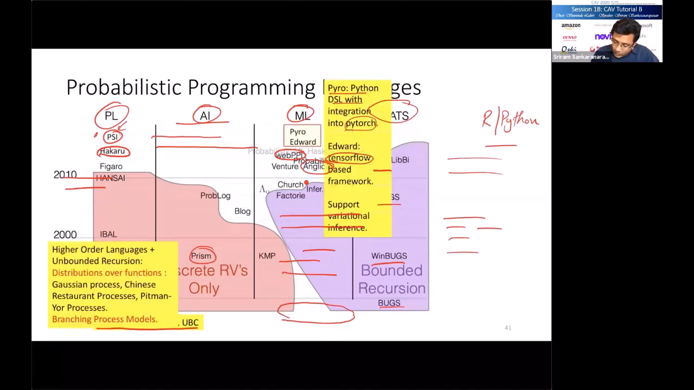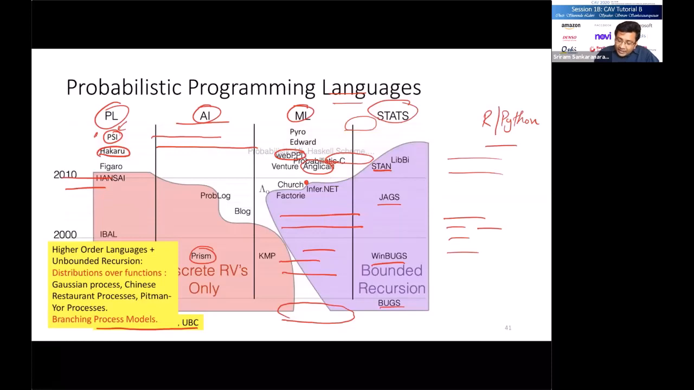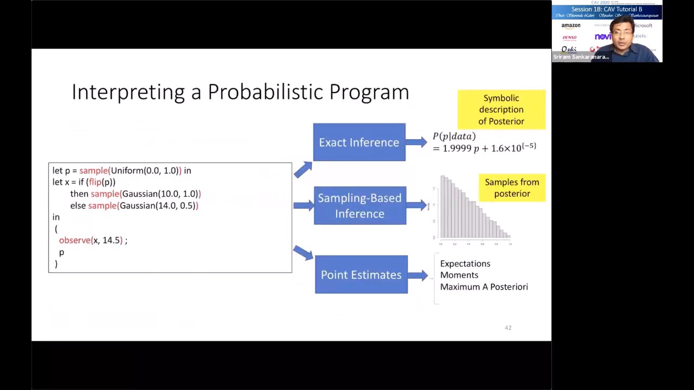All right, so last but not least, there are many probabilistic programming languages that use higher order languages, unbounded recursion, unbounded for loops. And these probabilistic programming languages model things like distributions over functions, things like branching process models, and so on. Okay, so there is a use case for probabilistic programming languages that have unbounded recursion or unbounded for loops. I didn't want to make a big tour of programming languages because it gets tedious. I just wanted to show you how this works.